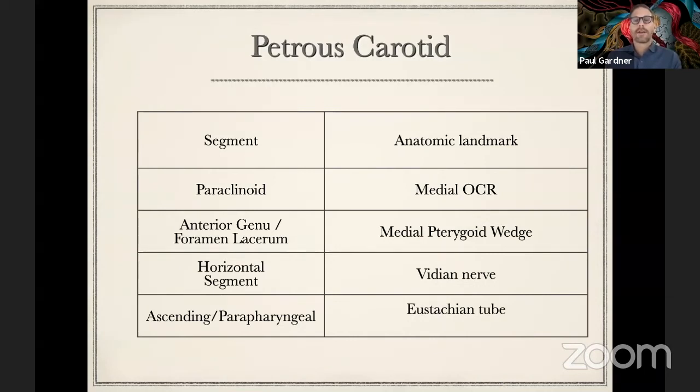And then the anterior genu of the carotid at foramen lacerum, that medial pterygoid wedge really points directly back to that anterior genu. And then finally, the Vidian nerve crosses over the horizontal segment and the eustachian tube attachment leads back to the ascending or parapharyngeal carotid artery.